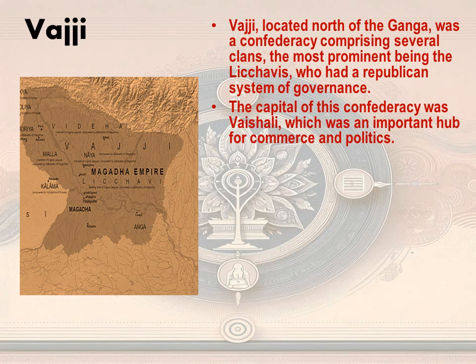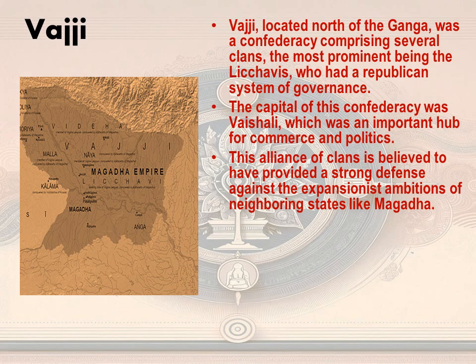So Vaishali was the capital of the Vajji Confederacy, and this was a trading point and also a point of politics. The alliance of clans is believed to have provided a strong defense against expansionist ambitions of neighboring states like Magadha. So Vajji was very much prominent because of its resistance against expansionist activities of the Magadhan Empire.